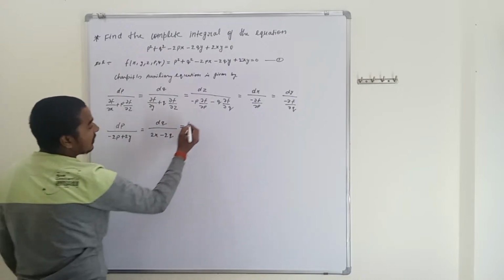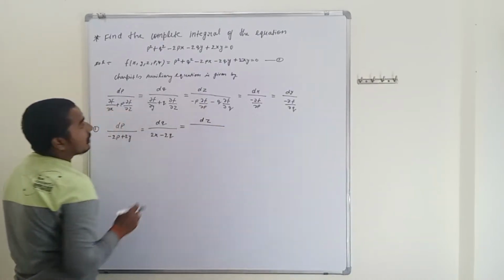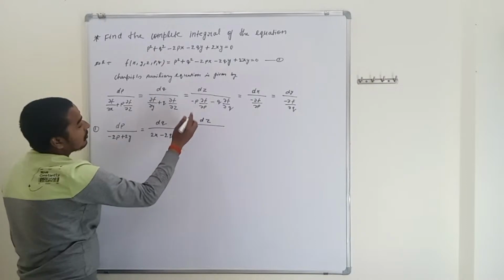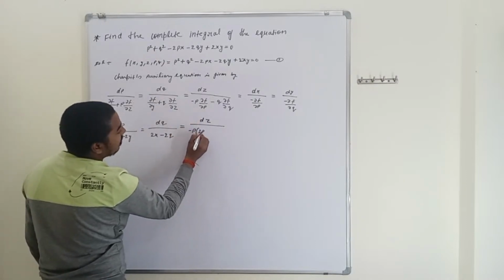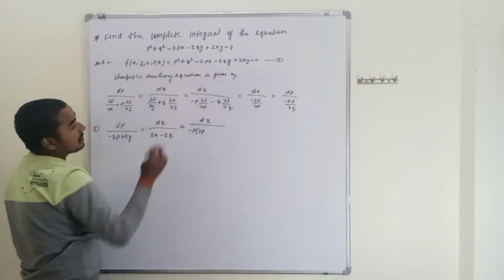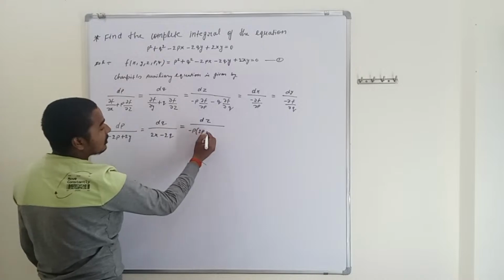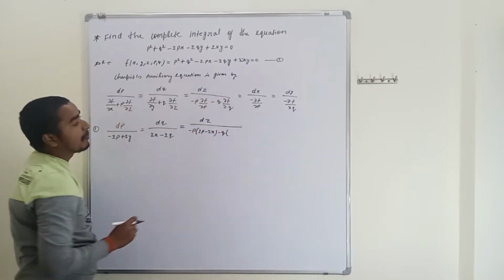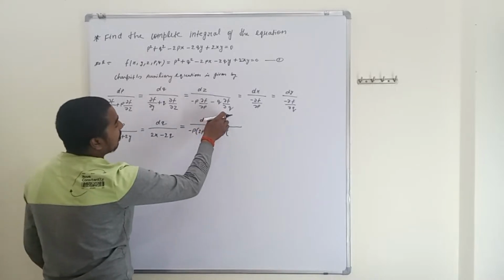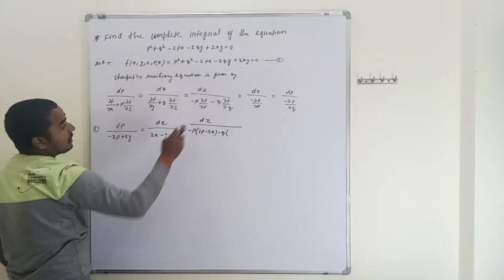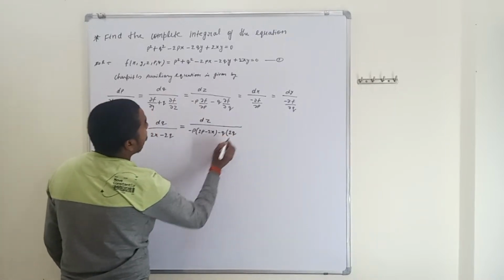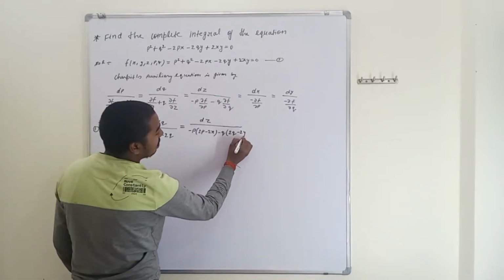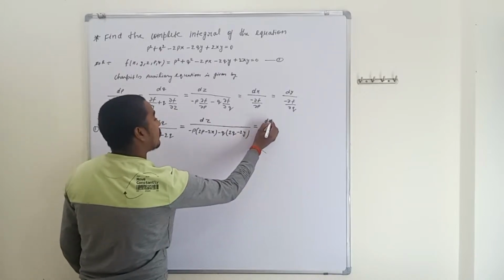And for dz, del f upon del p from equation 1: p square differentiated partially with respect to p is 2p, and p is already present, so 2p, and minus 2px differentiated partially with respect to p is minus 2x, and this is minus q times del f upon del q, that is q square differentiated partially with respect to q is 2q, and minus 2qy differentiated partially with respect to q is minus 2y.